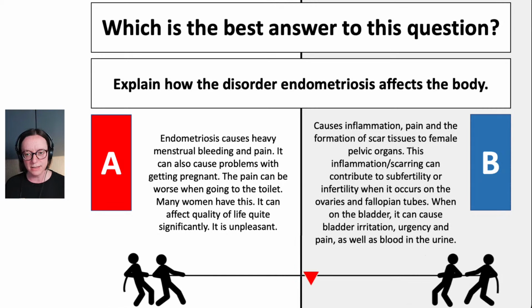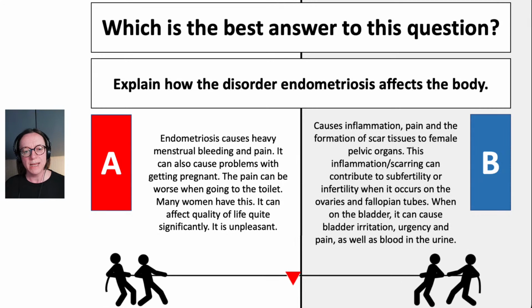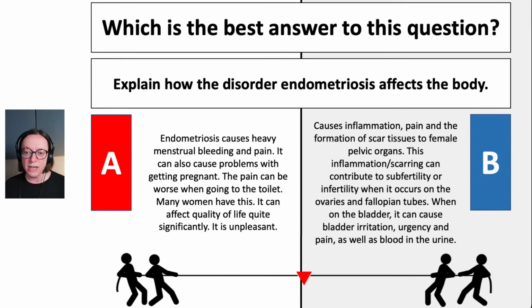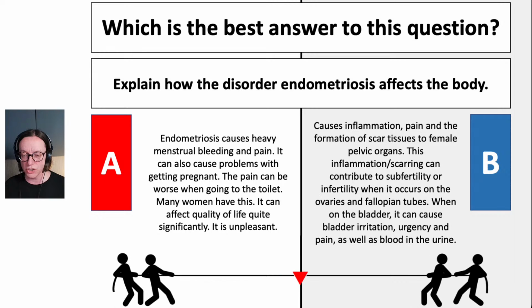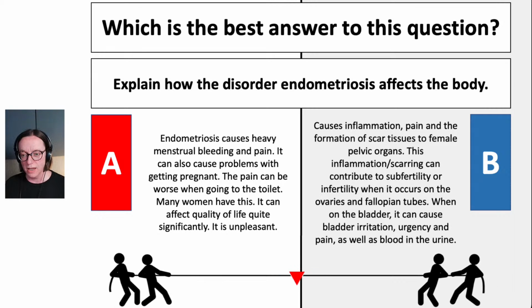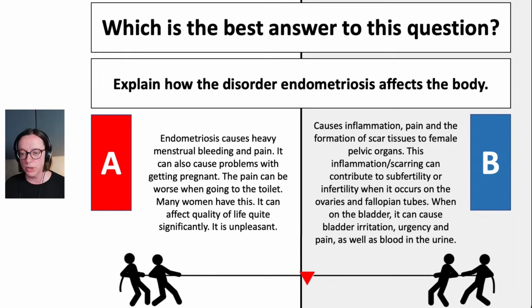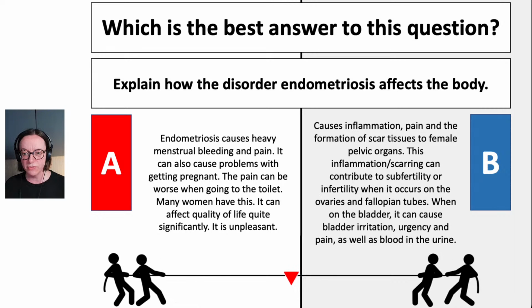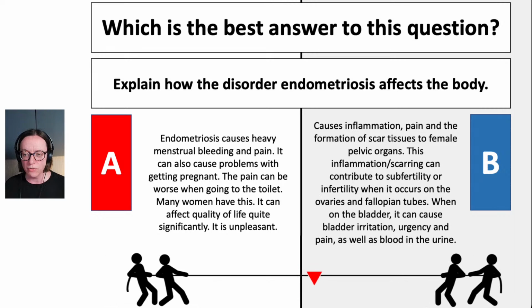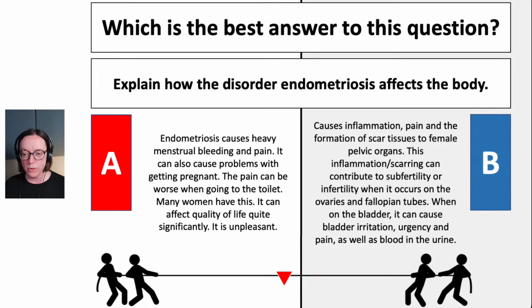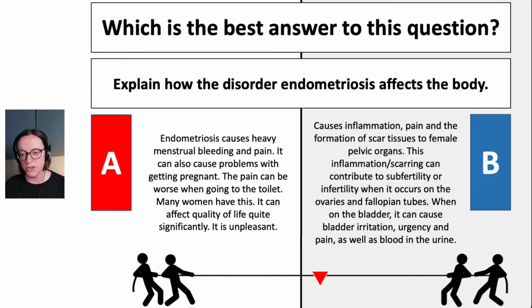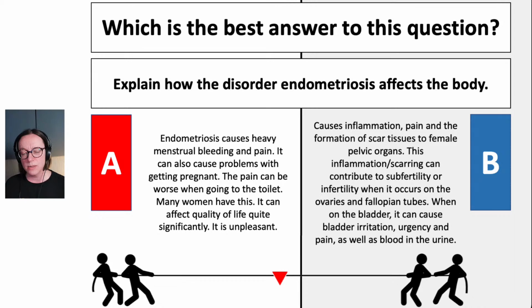It is unpleasant. On the other hand, student B has said, causes inflammation, pain and the formation of scar tissues to female pelvic organs. This inflammation and scarring can contribute to subfertility or infertility when it occurs on the ovaries and fallopian tubes. When on the bladder, it can cause bladder irritation, urgency and pain, as well as blood in the urine.